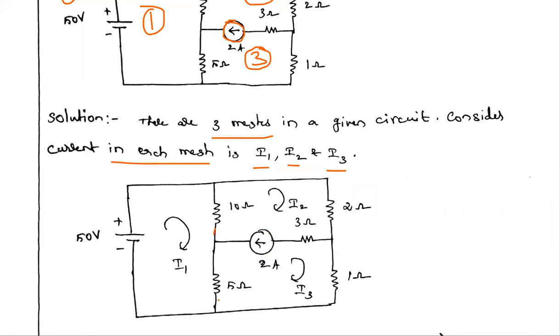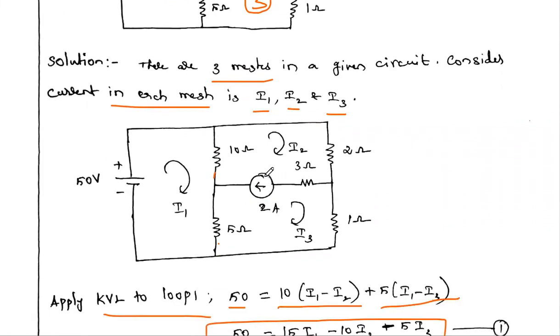So in order to solve these three variables I1, I2, I3, we need at least three equations. So only one equation we formed. So what about the remaining two equations? In terms of this current source, we have to write one equation. This branch current value is 2 amps.